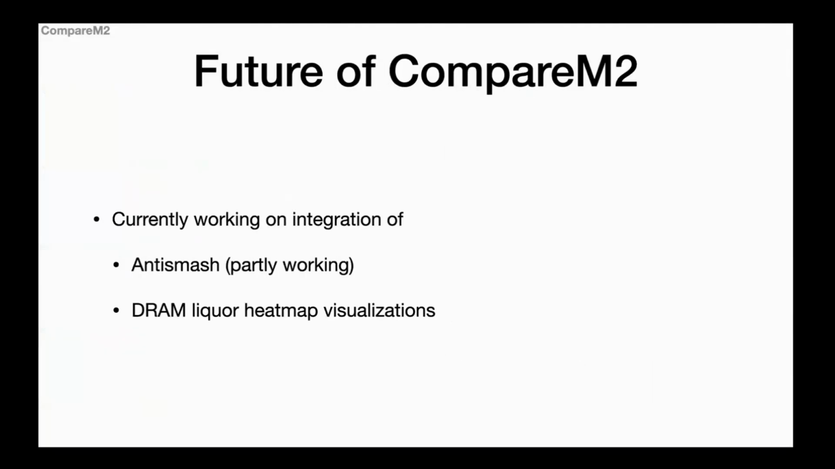So in the future of Comparem2, I will add more tools, because I use this on a daily basis since I work a lot with microbial genomes. So I will add even more tools, and I really like DRAM, but it's really hard to use DRAM. So I want to incorporate some of their heat map visualizations into the report as well. I also want to add antiSMASH, which is partly working now, but will be working even better in the future.